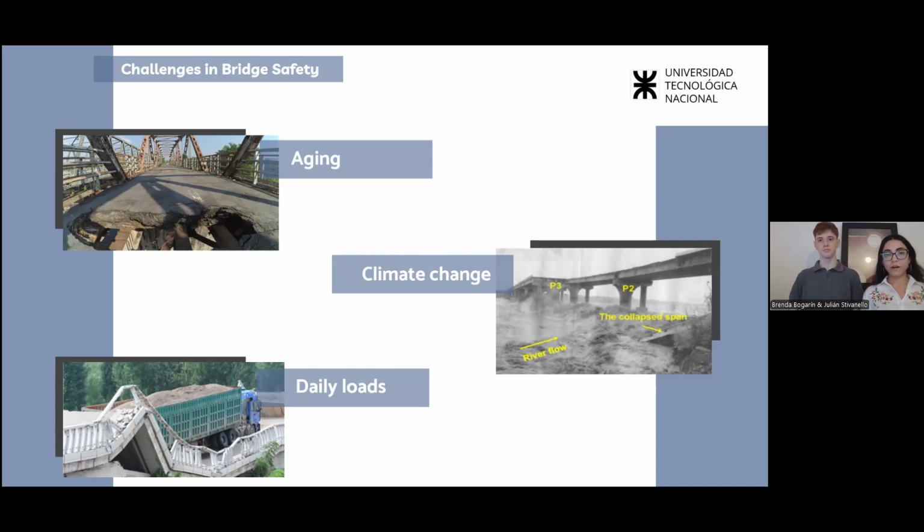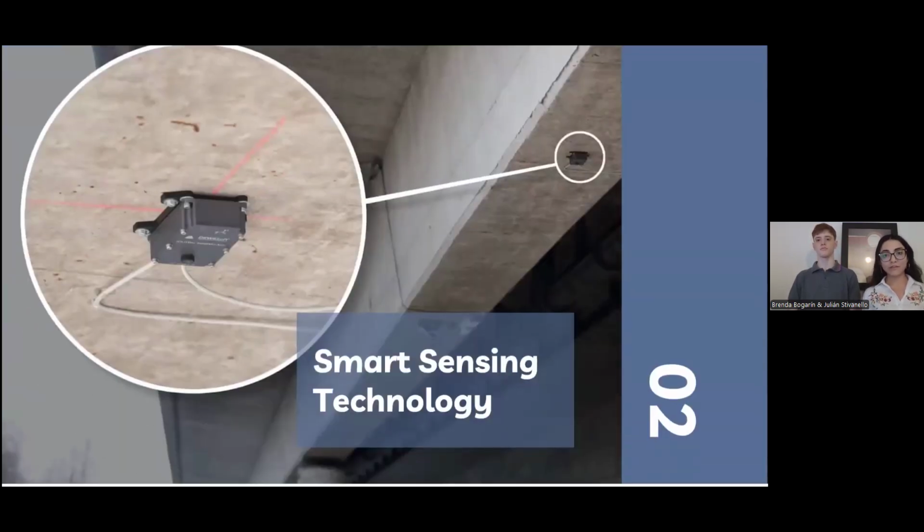All these factors are related to insufficient inspection. Many bridges do not have continuous monitoring. So, how do we ensure a better maintenance and an early detection of the bridge failures? The answer is with a smart sensing technology.